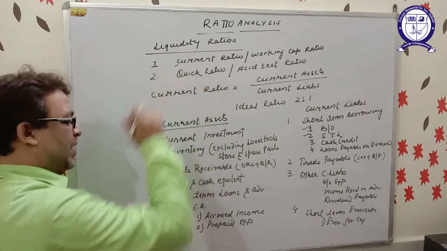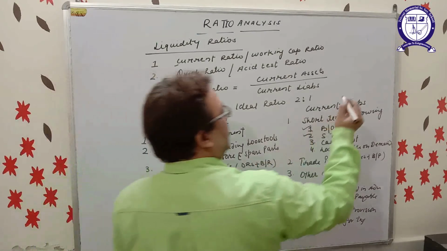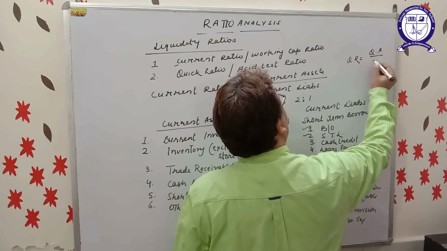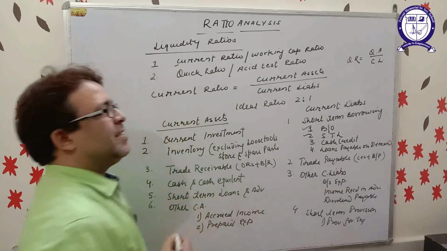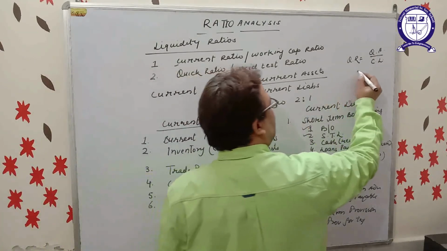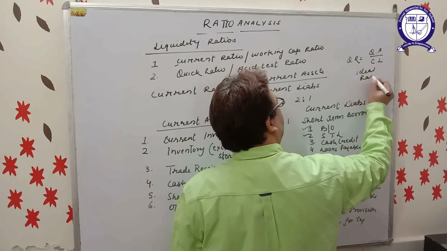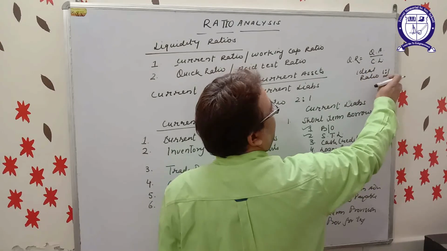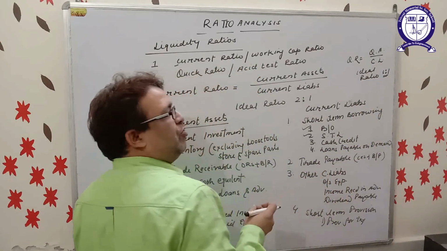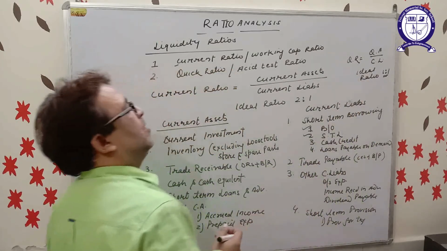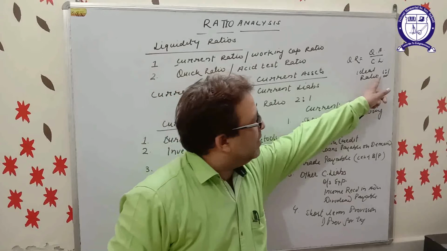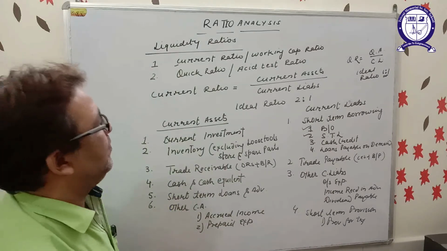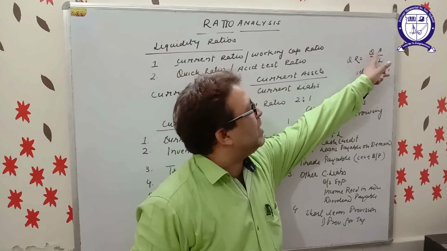Now formula of quick ratio. Quick ratio is quick assets divided by current liabilities. Ideal ratio is 1:1. Suppose there is a liability of ₹1, we should have at least quick assets of ₹1 also. If it is less than 1, then it is assumed that the company is not able to meet its current liability on time. So now, what are the quick assets?